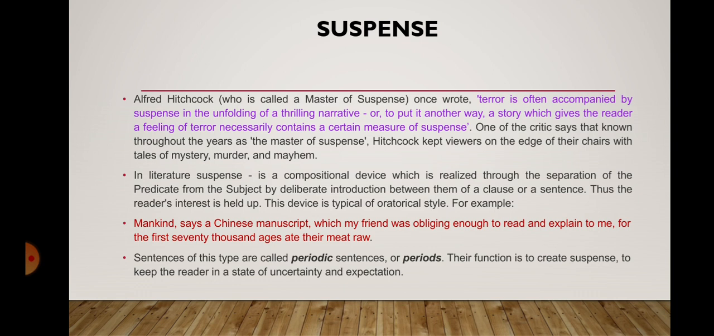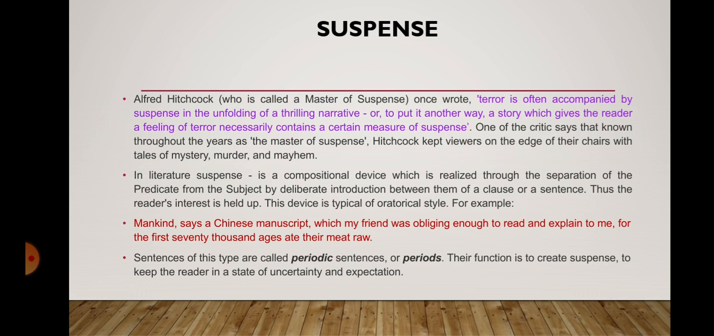In literature, suspense is a compositional device which is realized through the separation of the predicate from the subject by deliberate introduction between them of a clause or a sentence. Thus, the reader's interest is held up. This device is typical of oratorical style.